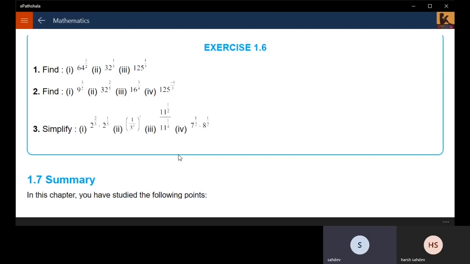That is, find 64 raised to 1 by 2. How will you find the value of 64 raised to 1 by 2? I'm writing 2-3 questions just to save time. This is question number 1. Find the value of 64 raised to power 1 by 2. And how will we solve this?